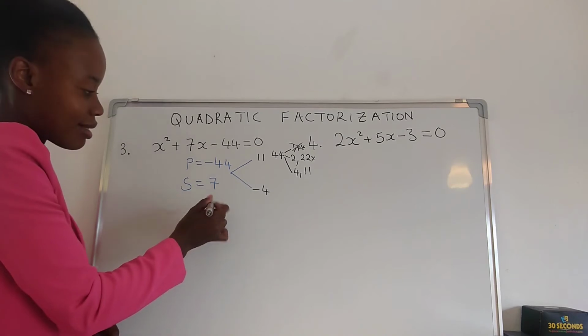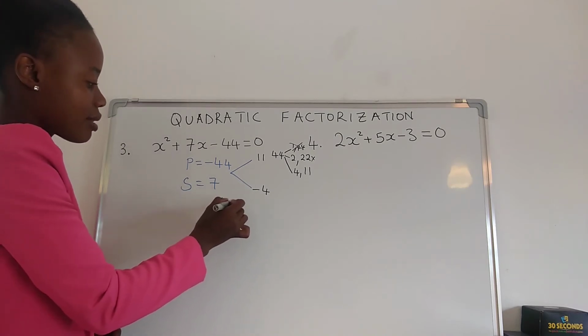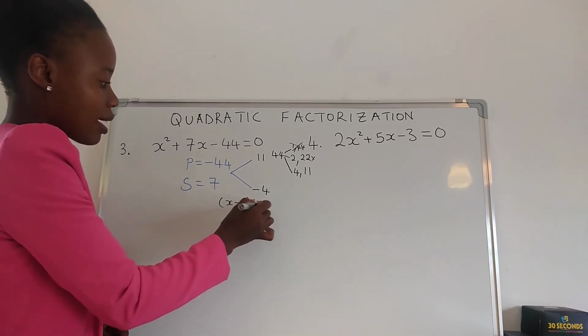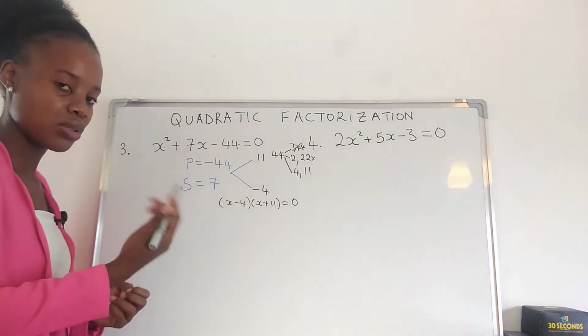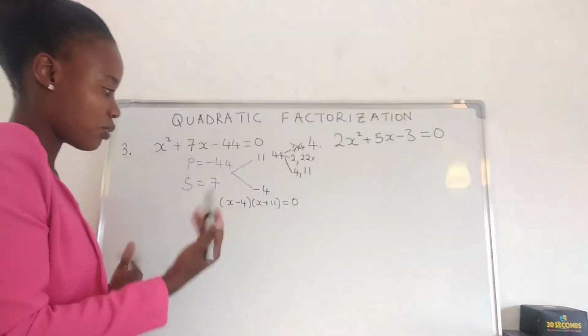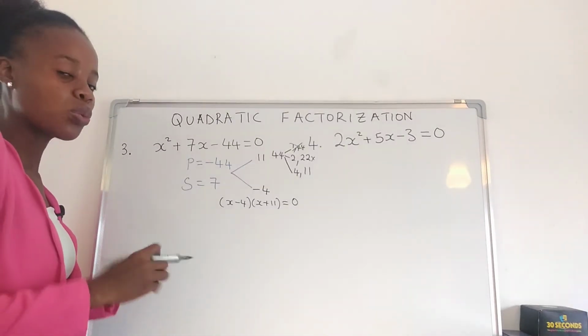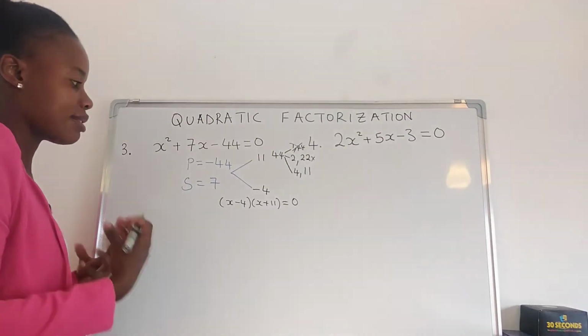So you can just say x minus 4, x plus 11 equals 0. Then you equate the first bracket to 0 and the second bracket to 0 and solve. Or you can take the long route whereby you're going to be factorizing step by step.